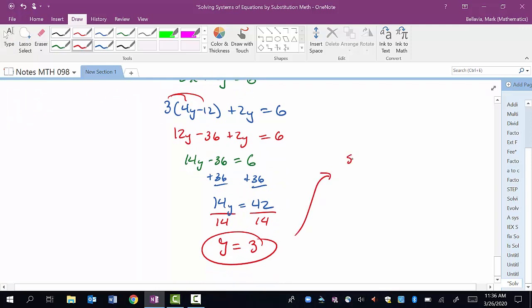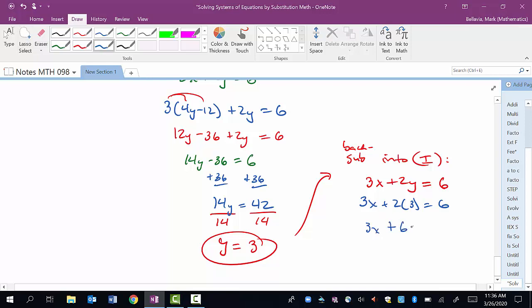So if I sub, it's really a back sub, right? So we're going to back sub into equation 1. Remember, equation 1 was the 3x plus 2y equals 6. We're subbing in for y. Make sure you replace the correct variable. So this ends up being 3x plus 2 times 3 equals 6. So we end up with 3x plus 2 times 3 is 6 equals 6.